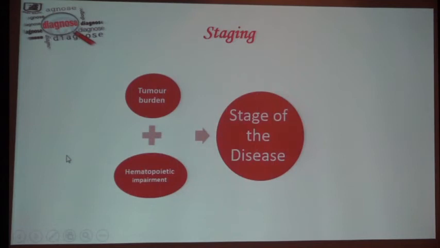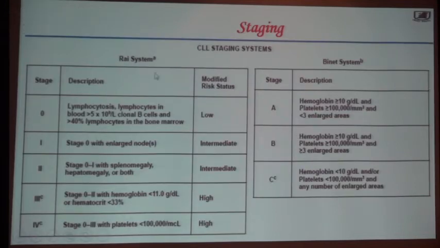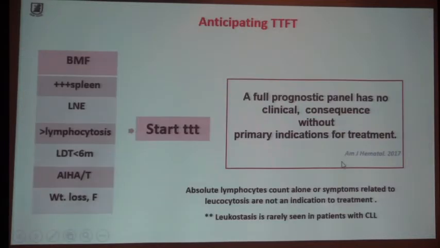Staging, actually the staging of the CLL clone is based on the tumor burden and the hematopoietic impairment, and this gives us the stage, and I think this will be discussed with Dr. The Rai classification, which is actually the lymphocytosis as well as the status of the splenomegaly with anemia or thrombocytopenia. In the Binet, we have the hematopoietic values with the lymph node distribution, one area or two areas.